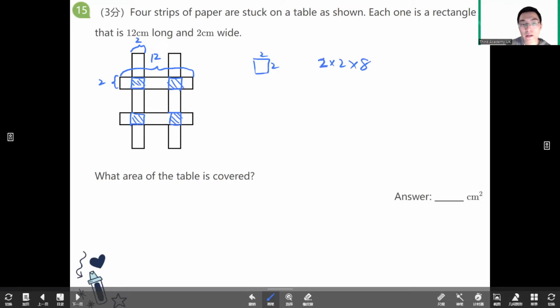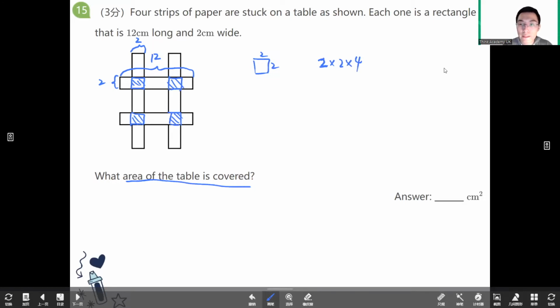Because we're looking for the area of the table covered, we still need one of them. We need to take away the one on top. We're counting 1 extra, not 2 extra. We need to take away 1. The 4 areas once, not twice, once. So instead of 8, we should be multiplying 4. This is the area we should be taking away.